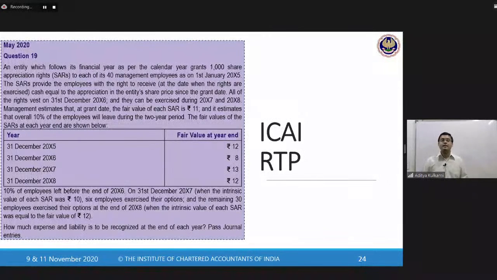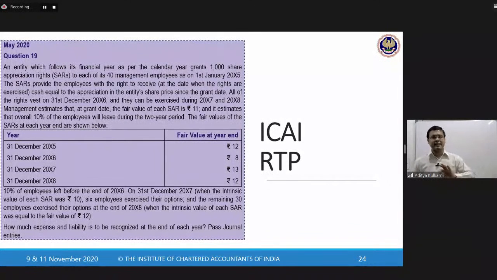It is a liability because it is an obligation to deliver cash. When you study financial instruments, you will come to know the meaning of a financial liability. It is an obligation to deliver cash. So therefore, you have to fair value it as at each balance sheet date. When we do the fair valuation, we take the movement in the fair value to the profit and loss account. Thereby, my SAR liability is restated at each balance sheet date at the fair value at that date.